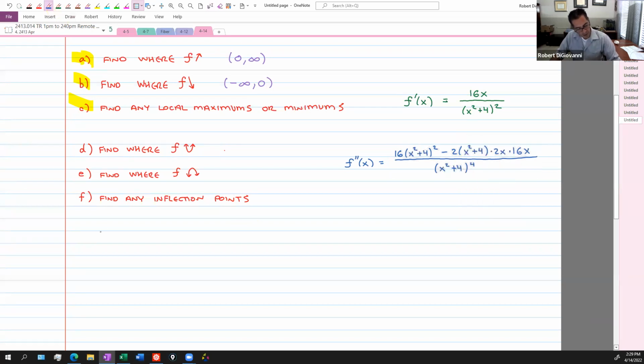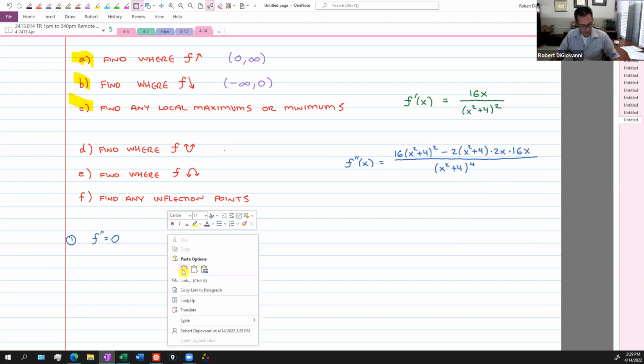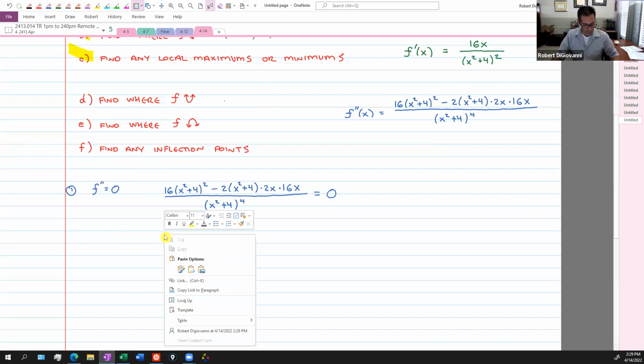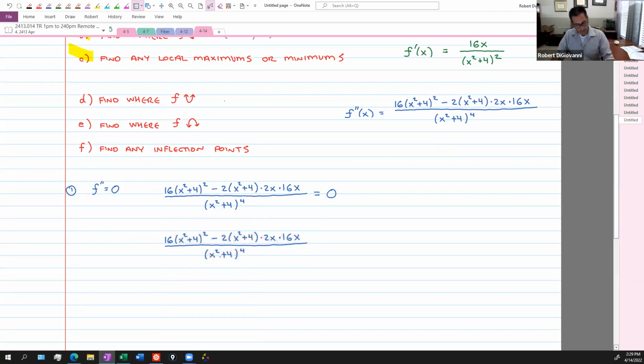Okay, so I'm taking the second derivative, setting equal to 0, which means I'm going to take this and set it to 0. Which means I only have to look at the top, right? I only have to look at the top. Which, okay, we'll do that. We'll just look at the top. Set that to 0.